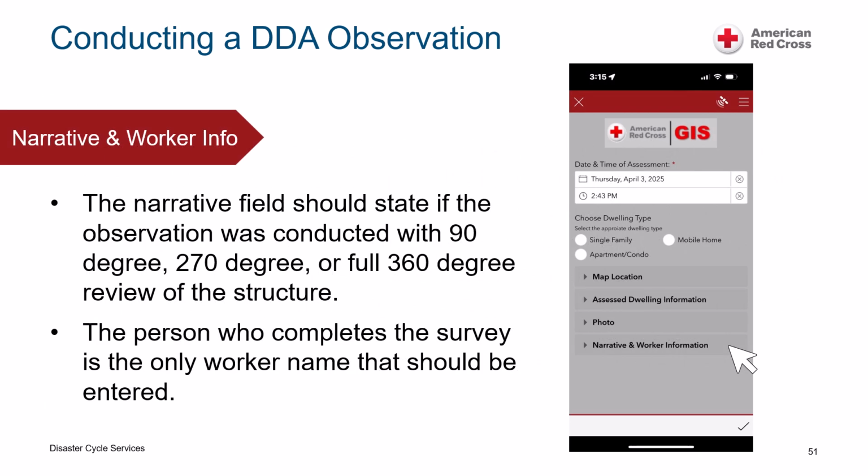Now it's time to complete the final section of the observation. The narrative and worker information section provides space for additional information and identifying the worker who completed the survey. In the narrative field, indicate how much of the exterior of the structure you were able to observe and photograph. Enter your first and last name in the worker information field.